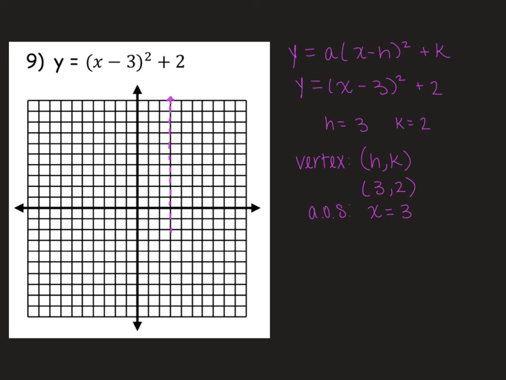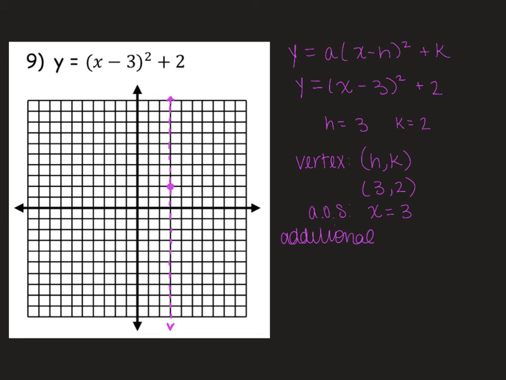Okay, dotted lines are always great. They let you know that it's not really part of your solution, but you need it to find your solution. Our vertex is at 3, 2, so we go over 3 up to 2. Now we can think back to that positive and negative idea. This is a positive parabola, so it will be going upwards. We just need a few more points. So this is where the additional points come into play.